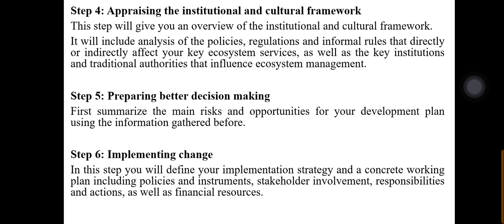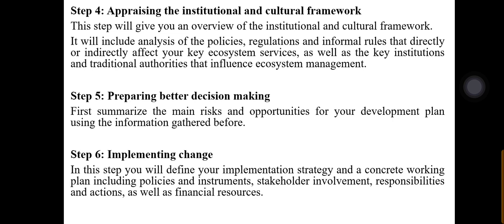Will it endanger this particular area to be waterlogged? Will it cause erosion so that people will not be able to go through this area in the next 5 or 10 years? These are the things we put into consideration whenever we are talking about development planning. We have to consider the ecosystem, we have to consider the environment in which these things will be carried out. So we have to build on the information generated. Okay, we'll talk about step 5, preparing better decision making.